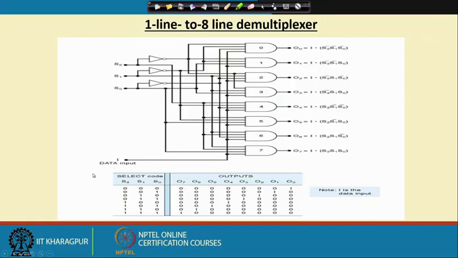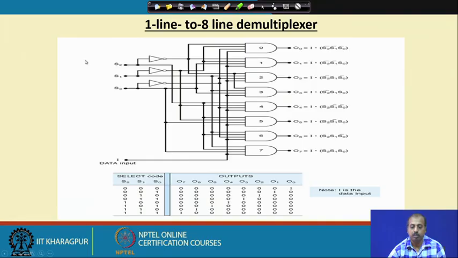Now, a 1 line to 8 line demultiplexer. Previously we have seen a 1 line to 4 line demultiplexer. This is a 1 line to 8 line demultiplexer. Naturally I need 3 select lines S0, S1 and S2, and then we have a number of AND gates, and these are ANDed, like this output.